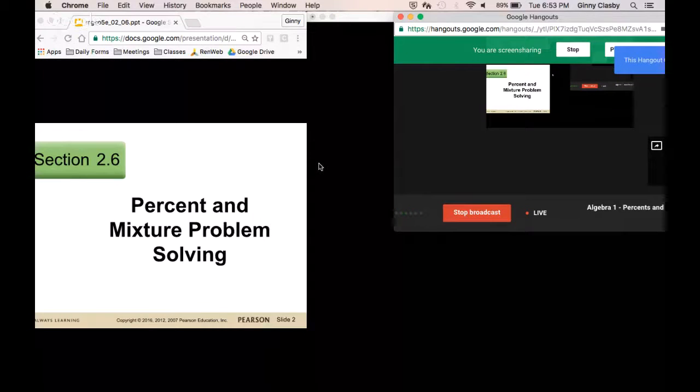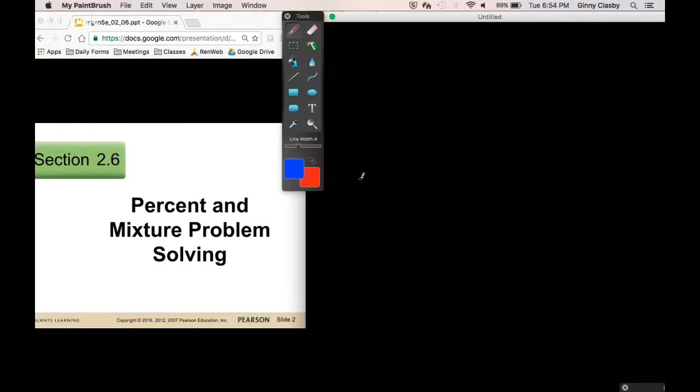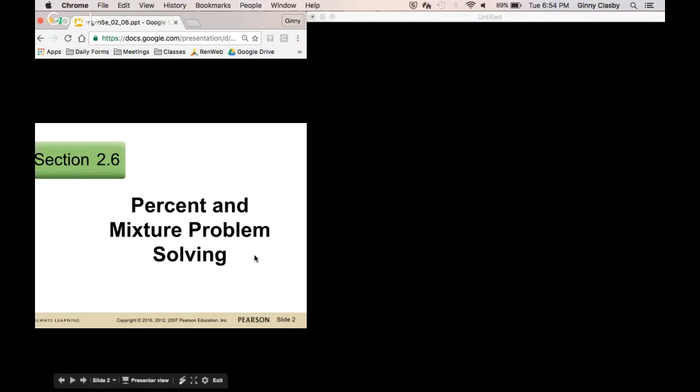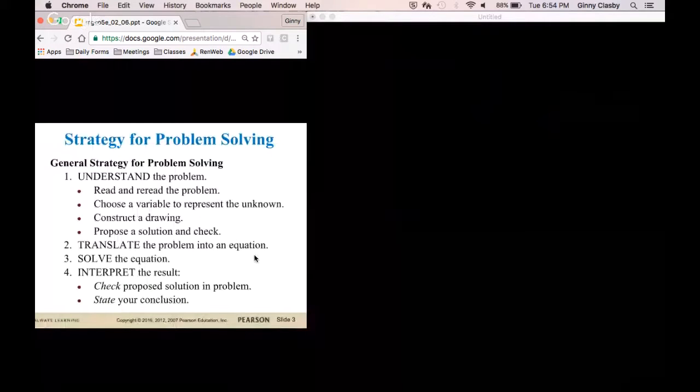Okay, Chapter 2, Section 6 is looking specifically at percentages, and mixtures are going to come in not with today's lesson, but with tomorrow's. So what we're looking at today is specifically percentages and how they pertain to money, all right?